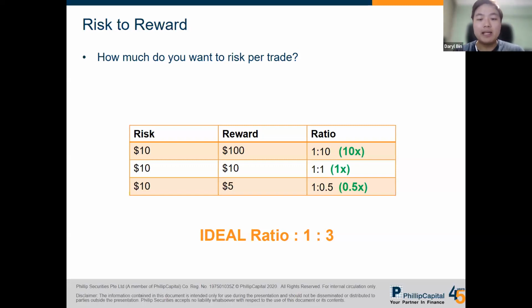In many cases, traders tend to find that their ideal risk to reward ratio is around 1 to 3. So in short, for every $10 I risk, I want to get rewarded by $30. So they tend to work around the 1 to 3 ratio. If it's under 3, then they probably won't take the trade. They'll wait for a better opportunity.